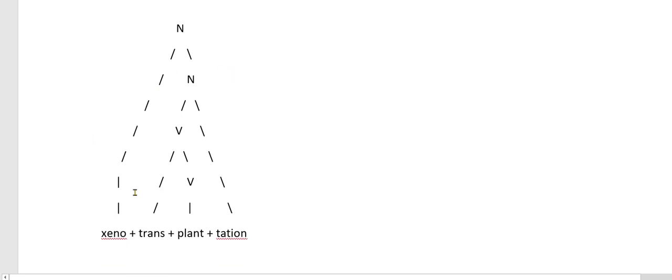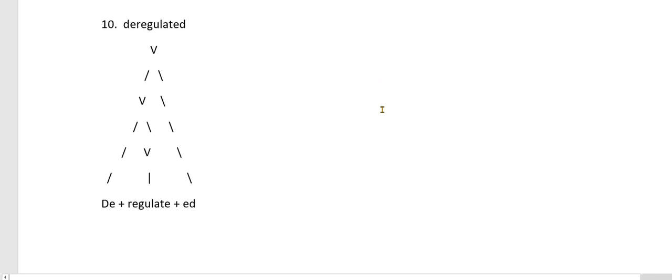Xenotransplantation. Plant is a verb. Transplant is a verb. Transplantation is a noun. Xenotransplantation is a noun. Deregulated. Regulate verb. Deregulate verb. Deregulated verb. And as I said before, these are possible answers. Sometimes there's another way to look at these words as we diagram them.